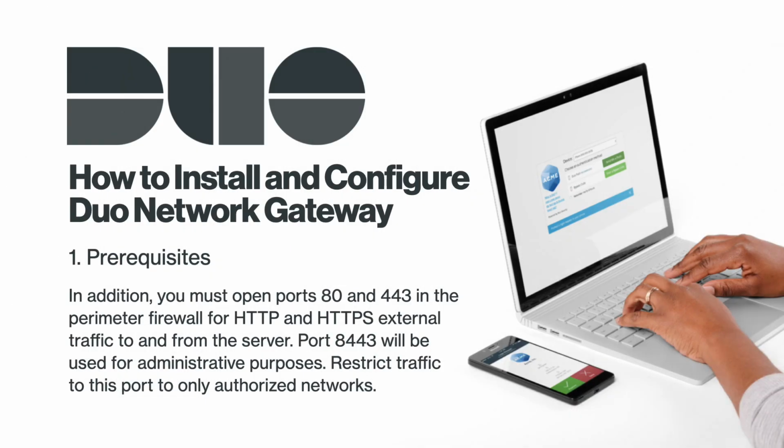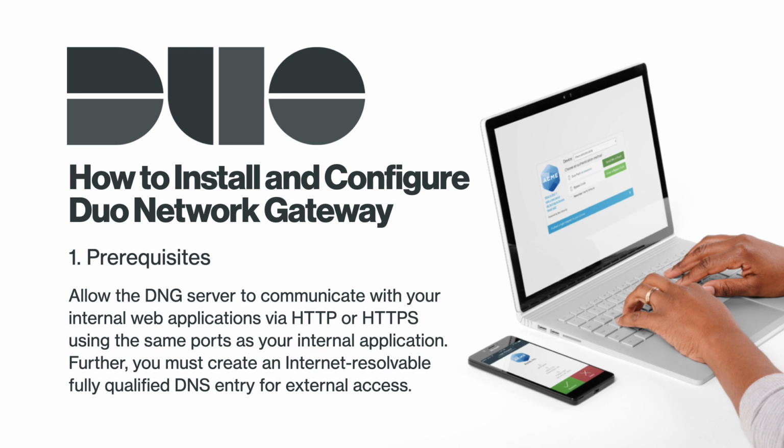In addition, you must open ports 80 and 443 in the perimeter firewall for HTTP and HTTPS external traffic to and from the server. Port 8443 will be used for administrative purposes. Restrict traffic to this port to only authorized networks. Allow the Duo Network Gateway server to communicate with your internal web applications via HTTP or HTTPS using the same ports as your internal application.